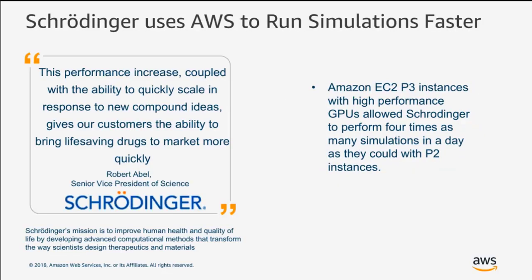The most common solution utilized, and sort of the premier solution in this space, is Schrödinger, which uses AWS to run a number of their different simulation products. The performance increase that they've seen, along with the ability to scale, really gives them the ability to respond quickly and evaluate new compound ideas very quickly. They have begun taking advantage of things like the Amazon EC2 P3 instance, which offers high performance GPUs, as a platform for their simulation activity.